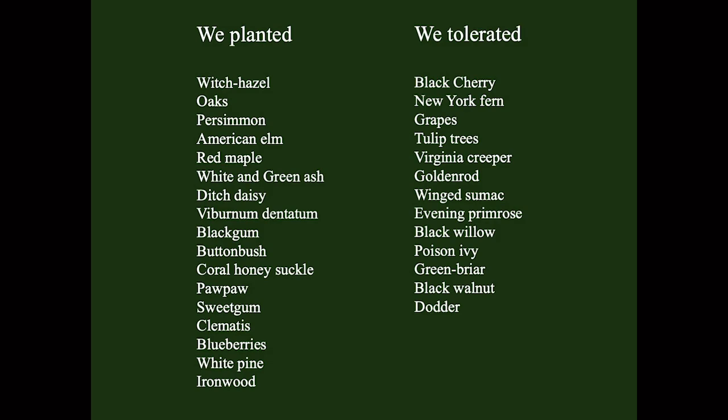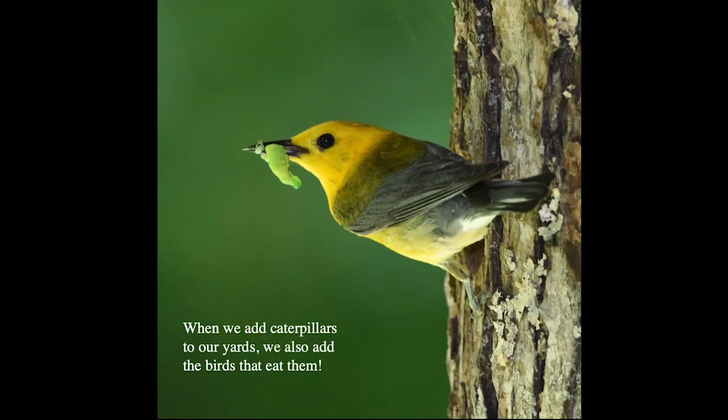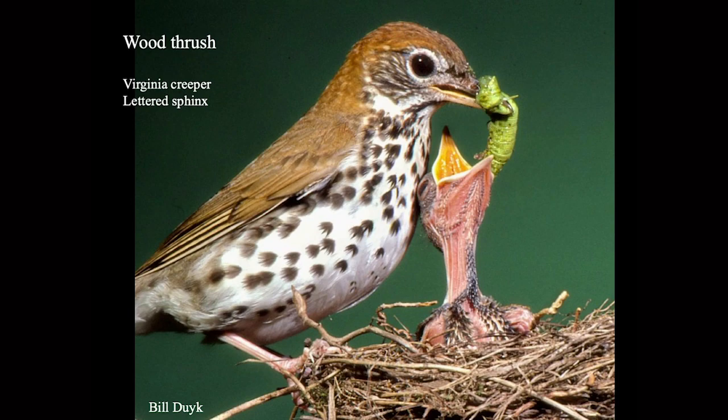Every time you add a new plant lineage to your yard, you're going to get new moths. And when you do that, you're going to get the birds that eat those moths. You know, I could talk about rodents that eat moths too, but most people don't care about that. So we'll just talk about birds. We have 55 species of breeding birds at home. And we added this one last year, the wood thrush.